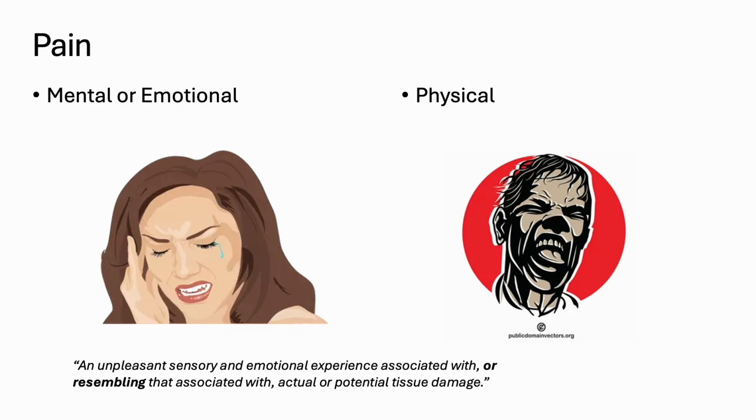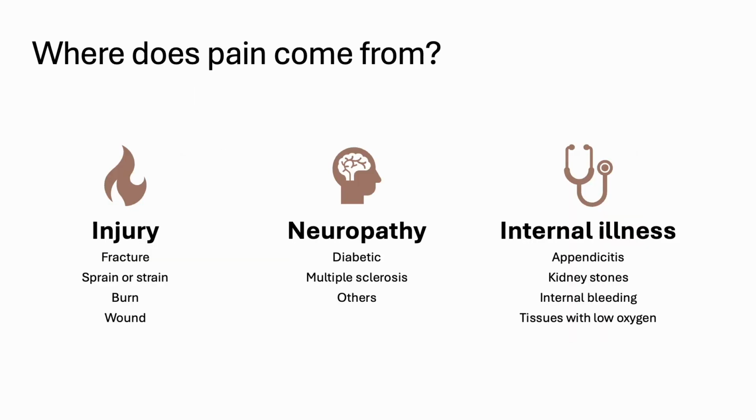Pain can be physical or emotional. There is the official definition of pain at the bottom of the slide, but the thing to remember is if it hurts, it's pain. Where can it come from? Well, it can certainly come from an injury like a broken bone or a sprain. A burn causes pain. A wound causes pain.